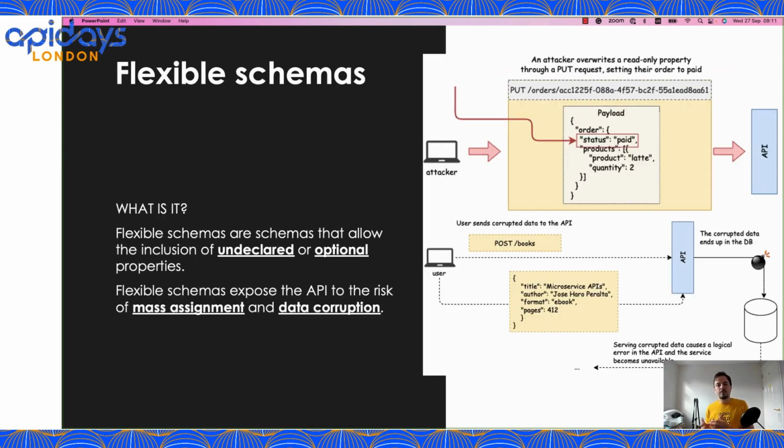Now let's look at something more interesting, flexible schemas. Flexible schemas are the ability to compose a payload with various different properties depending on the schema. There are two flavors of these. We can have flexible schemas via undeclared properties or via optional properties. This opens the door for different kinds of attacks, most prominently mass assignment and data corruption attacks.